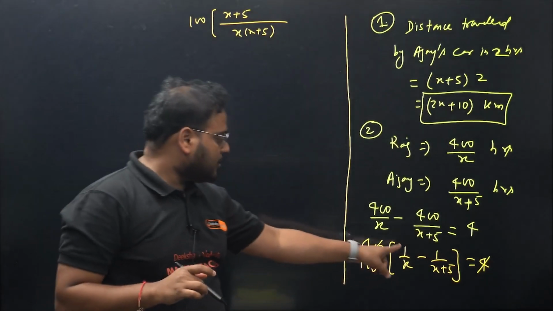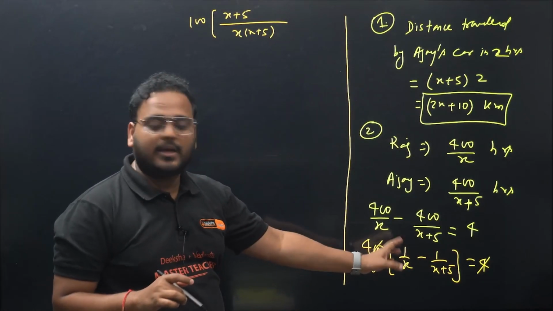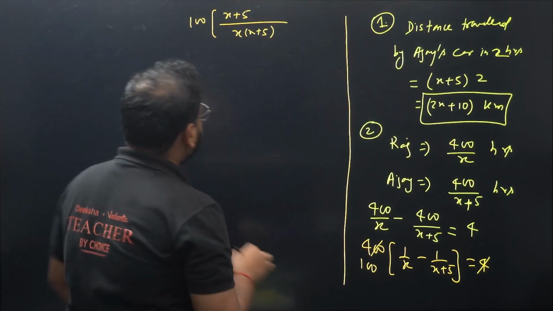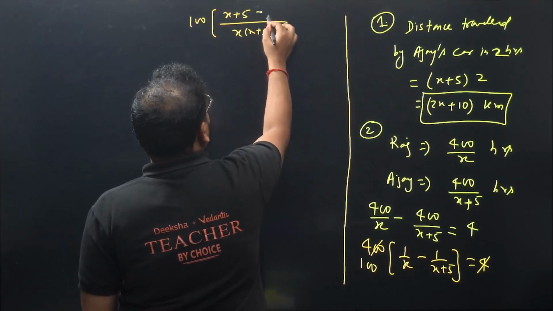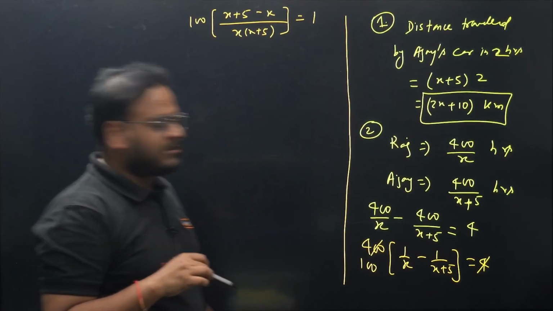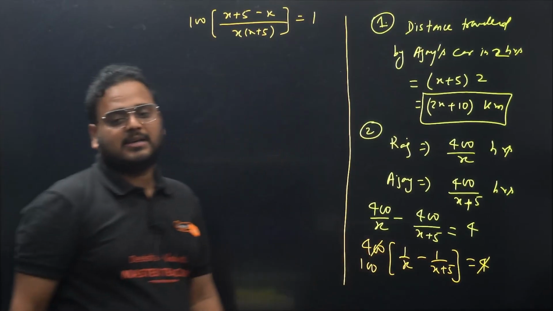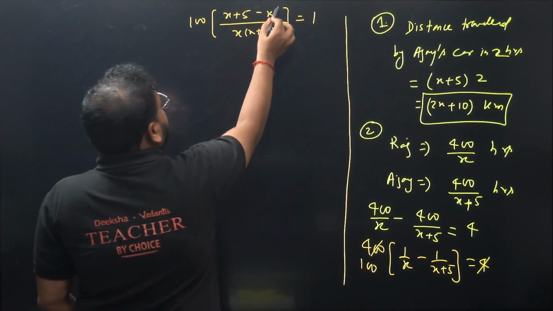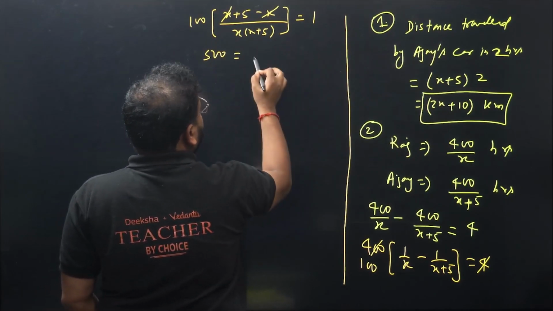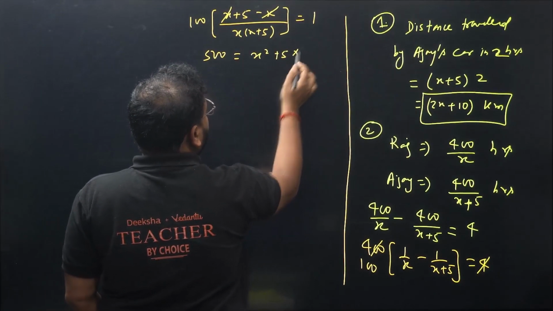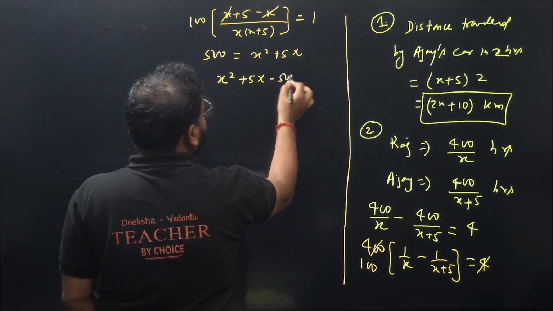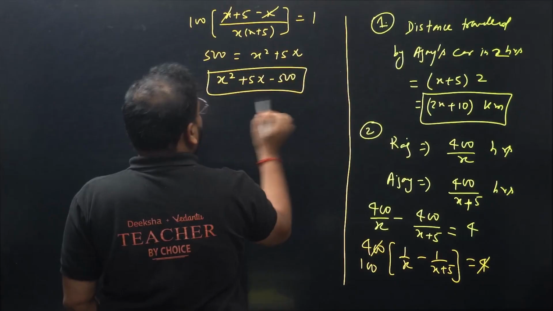You have to multiply the first fraction, 1 by x, by x plus 5 in both numerator and denominator. So x plus 5 minus x over here equals 1. Correct? I've cancelled the 4 with 400 to get 100. So x and x are cancelled. I get 500 in the numerator equals, cross multiplying, x square plus 5x. My answer for the second part is x square plus 5x minus 500.